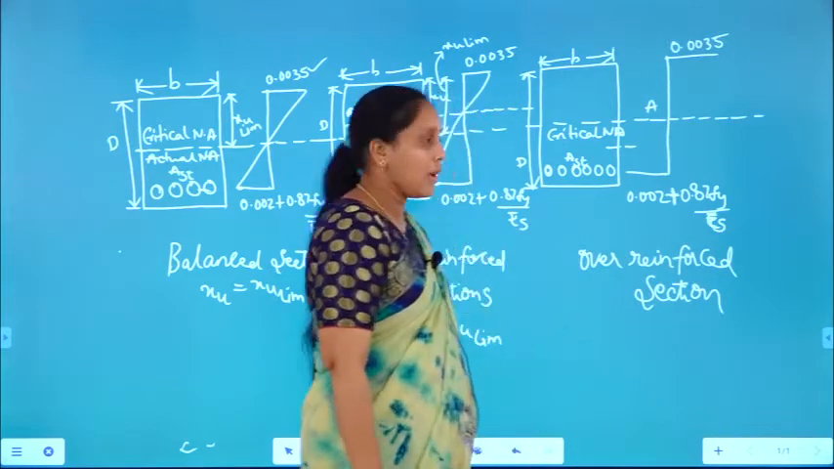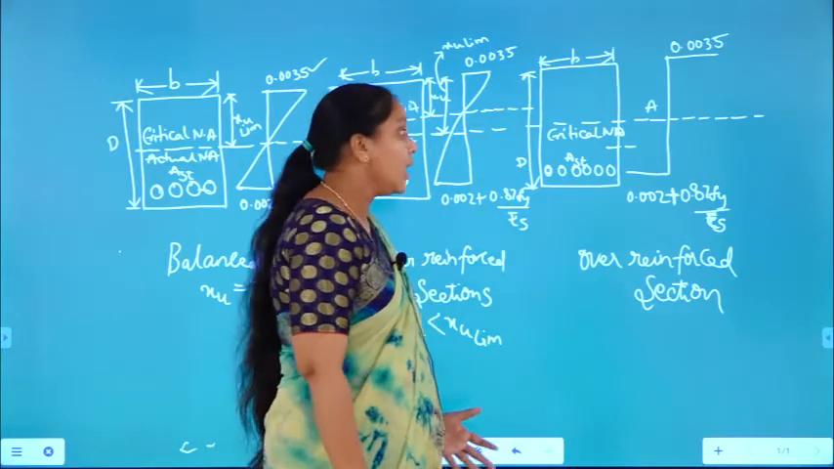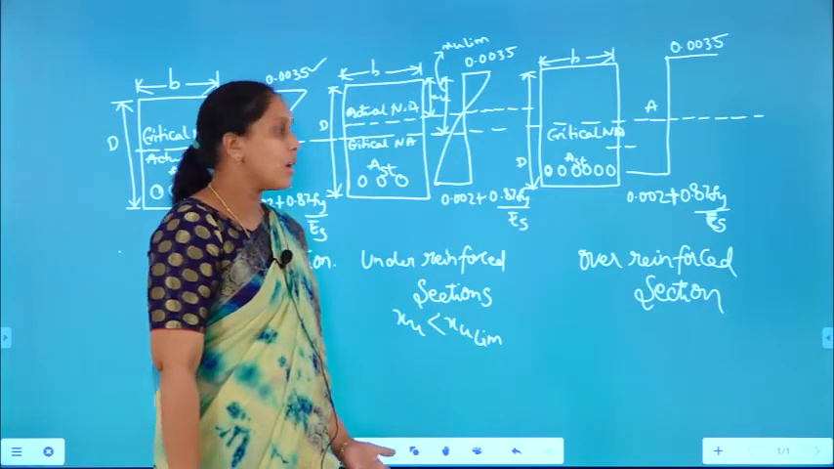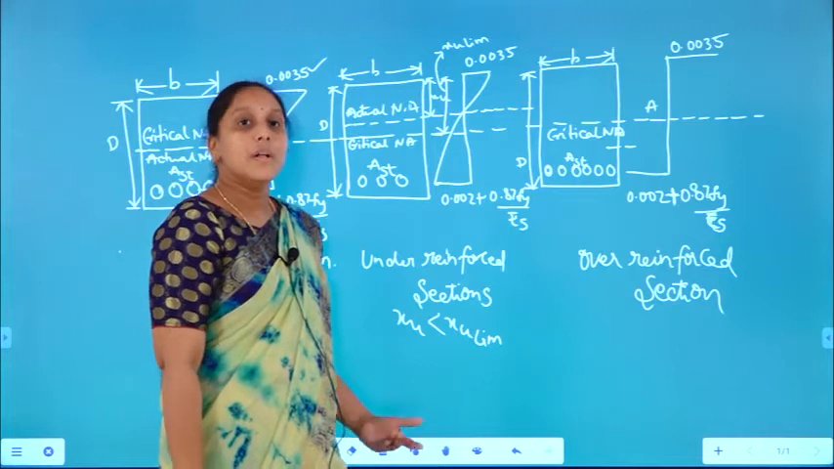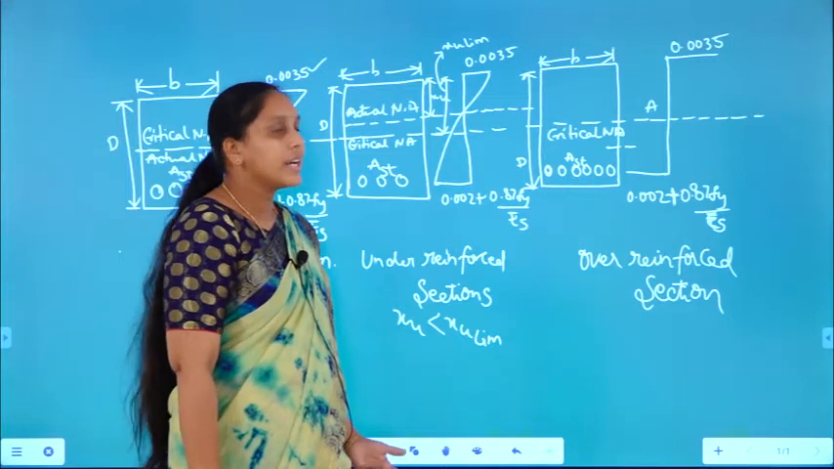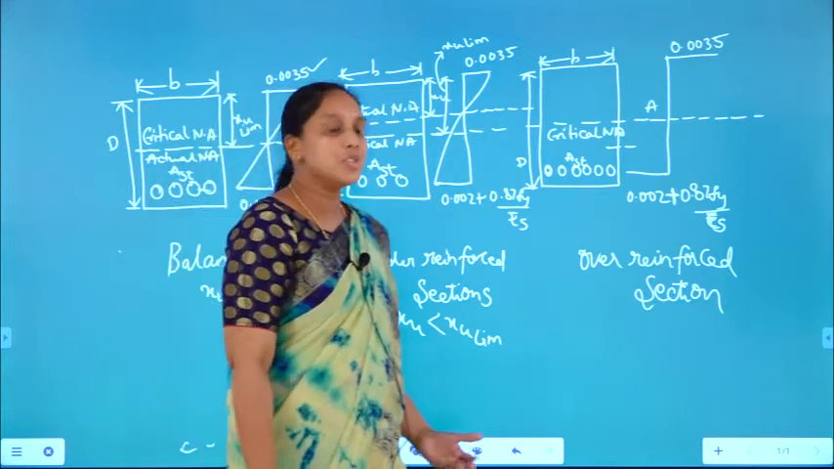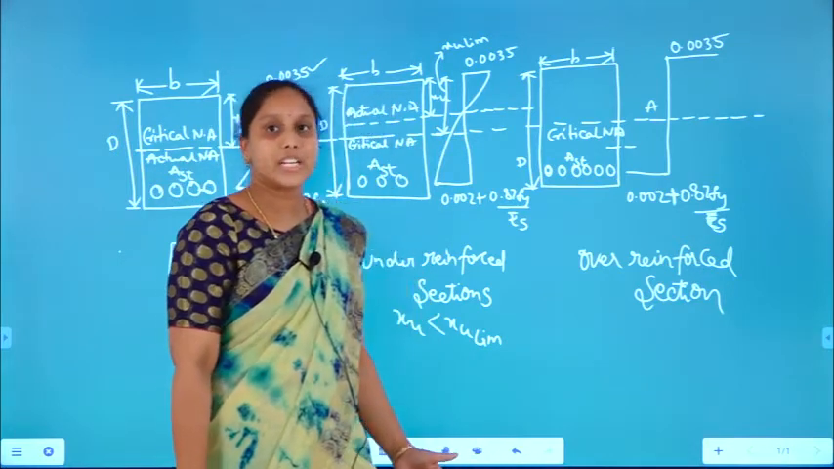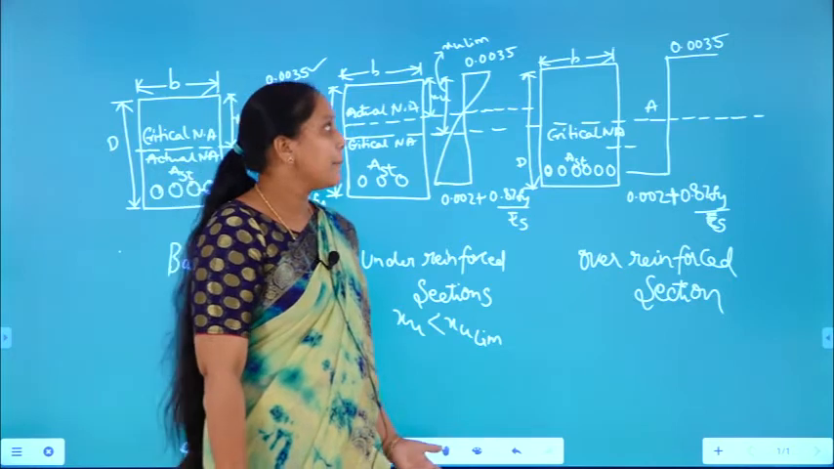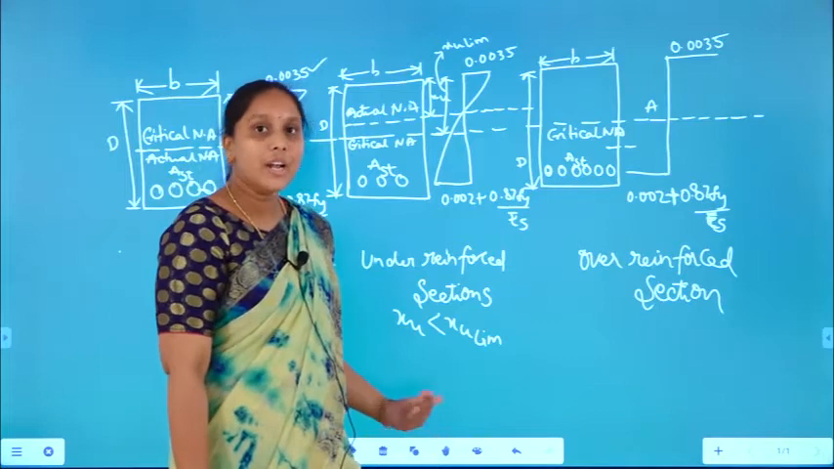So, in an over reinforced section, the reinforcement which is provided is more when compared to a balanced section. That is, you are providing more reinforcement over here. So, due to provision of more reinforcement in an over reinforced section, the concrete, that is the material concrete, is reaching the maximum strain first. That is, a maximum strain value of 0.0035 is reaching first in concrete when compared to the steel. So, what is happening here? The actual neutral axis is shifting downward.